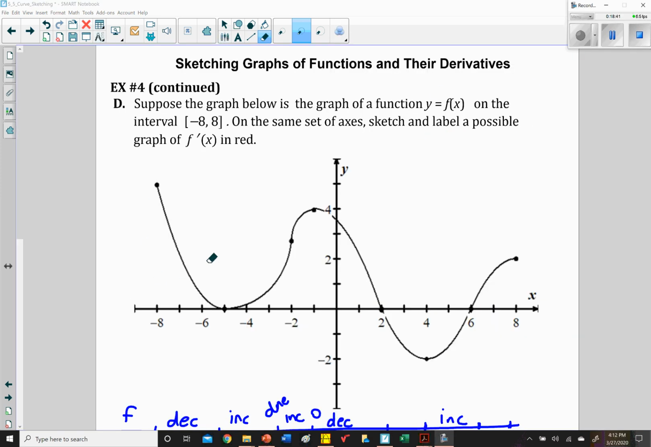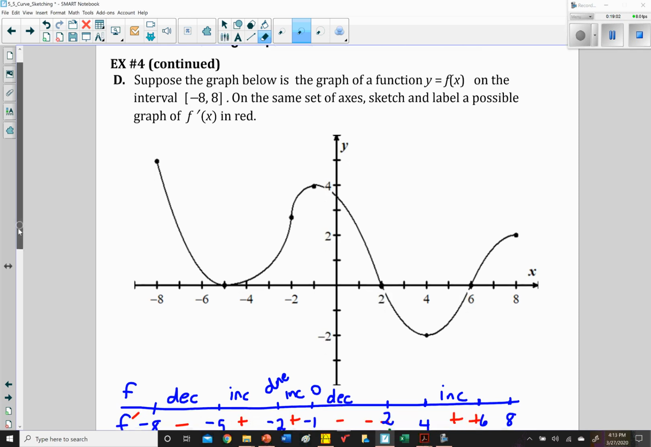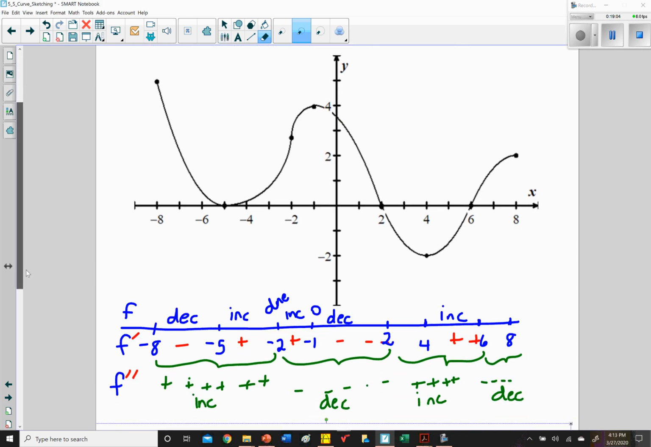We're still in example 4. Suppose the graph below is the graph of a function y equals f of x, and on the same axes, sketch and label a possible graph of f prime, and do that in red. So just to save time, since I'm not very good with writing on my tablet, I created a sign chart here below so we can read that.